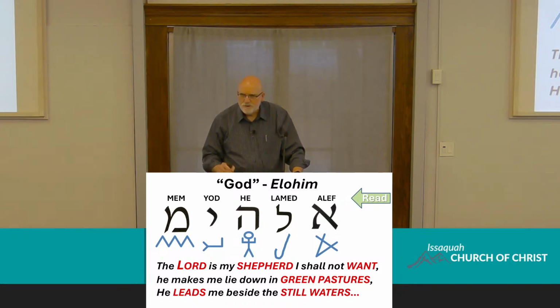Psalm 23, 1 and 2 is actually David writing a poem about the name of God, letter by letter. The Lord is my shepherd, I shall not want. He makes me lie down in green pastures and leads me beside still waters. And you look at that and you say, oh, that's Elohim. That's Elohim.